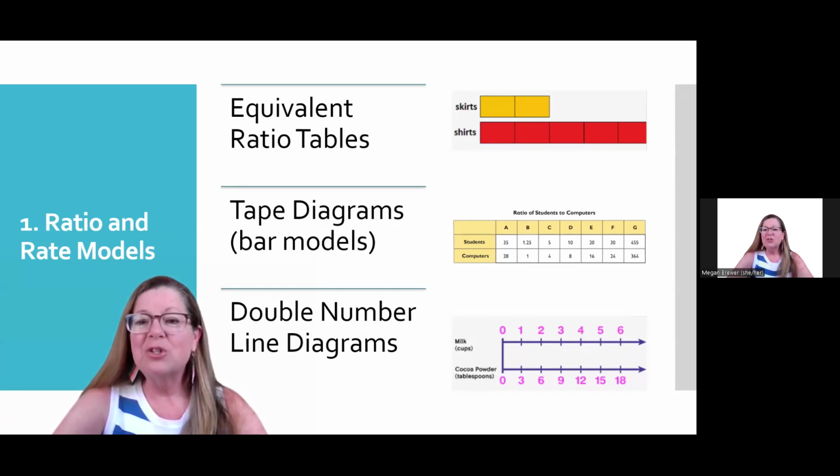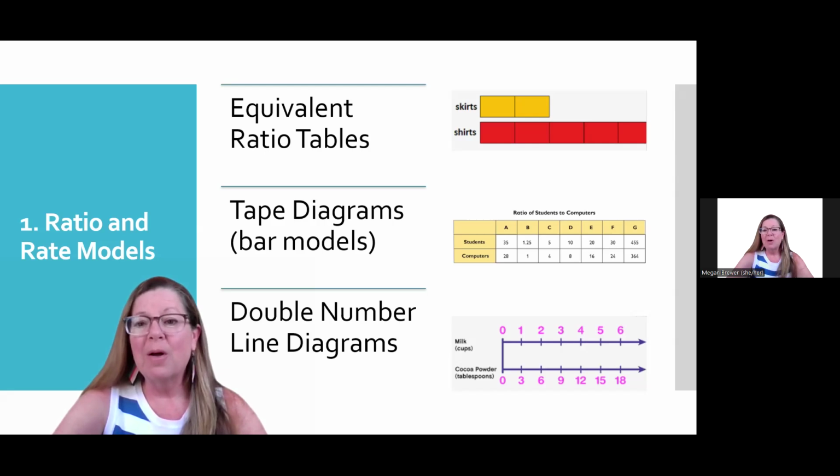These models allow students to visualize and reason about relationships between quantities, making it easier to solve problems involving ratios and rates. Here's a more detailed look at how these models work. Ratio tables. Ratio tables are a visual way to organize equivalent ratios. They help students see how different quantities are related by using multiplication and division to find missing values.